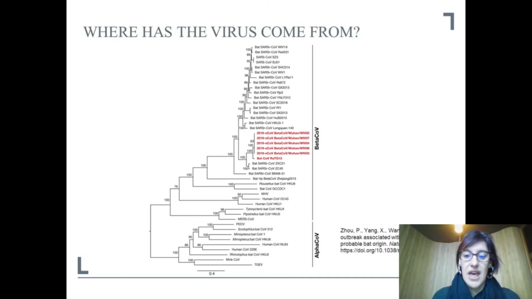And what we can see here is that this seems to be very closely related, as I say, to a bat virus. And so it seems likely that there's been some minor mutations in the bat virus which have resulted in the virus that we're now seeing infecting and causing this current global pandemic.